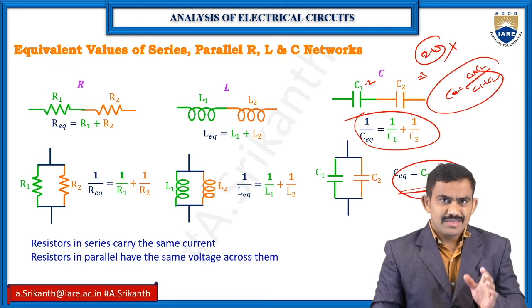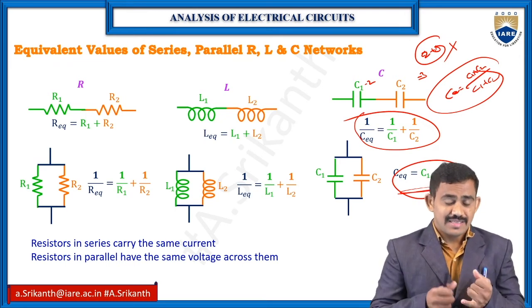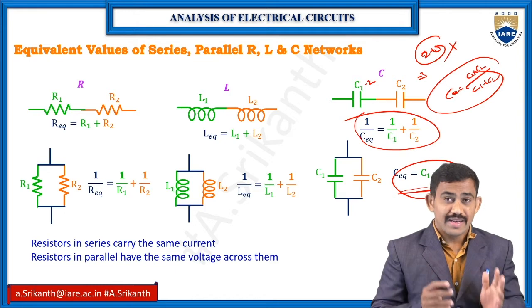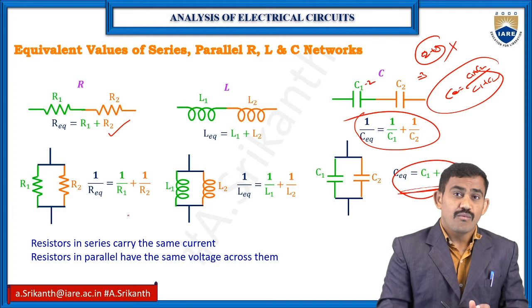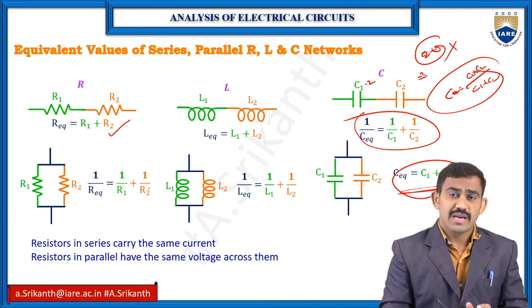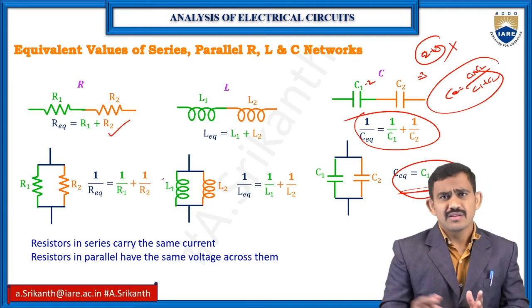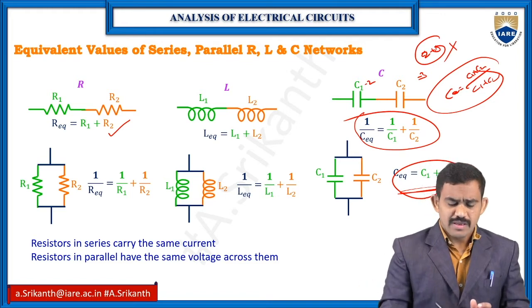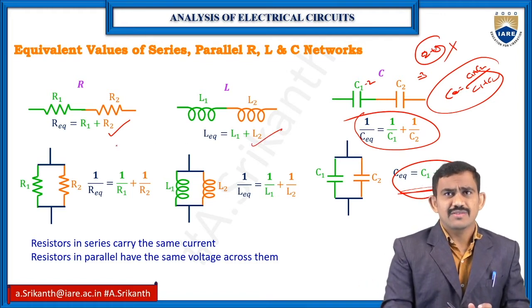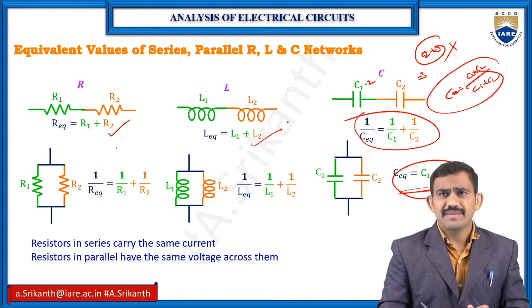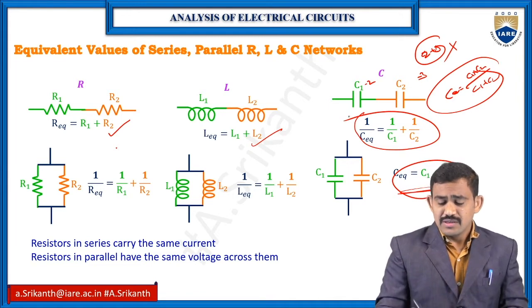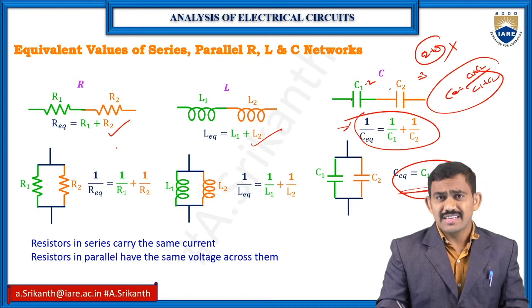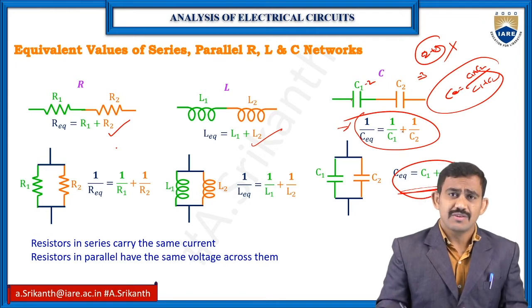Coming to parallel, then we can add both values. So this is about series and parallel of resistor, inductor, capacitor. Don't forget those formulas. For series, R1 plus R2, and for parallel, 1 by R equivalent equal to 1 by R1 plus 1 by R2, and so on, 1 by R3, 1 by R4. For inductor also, it is the same as resistor. Series means you can add, parallel means 1 by equivalent equal to the sum of reciprocals. Coming to capacitor, it's the reverse of resistor and inductor. When you have series capacitors, 1 by C equivalent equal to 1 by C1 plus 1 by C2.